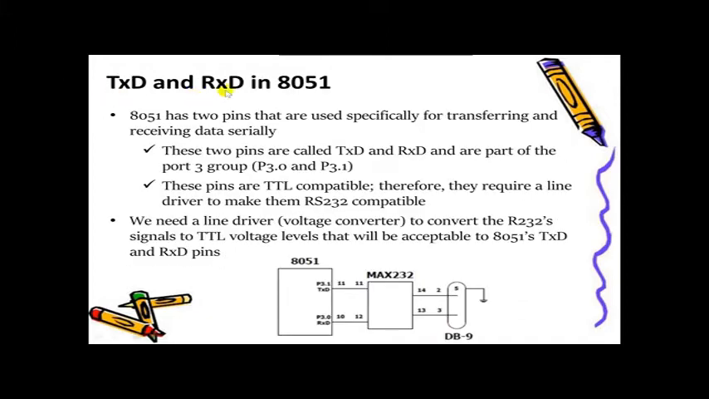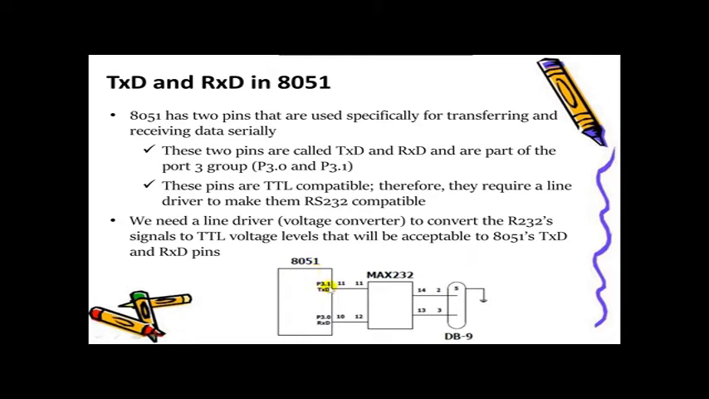Next, TXD and RXD. This is the simplest form of transmitter and receiver. Transmitting and receiving in 8051: it has 2 pins that are used specifically for transmitting and receiving data serially. These 2 pins are called TXD and RXD and are a part of port 3, that is P3.0 and P3.1. These pins are TTL compatible, therefore they require a line driver to make them RS232 compatible.